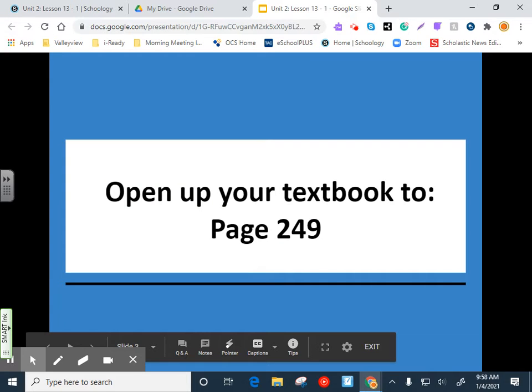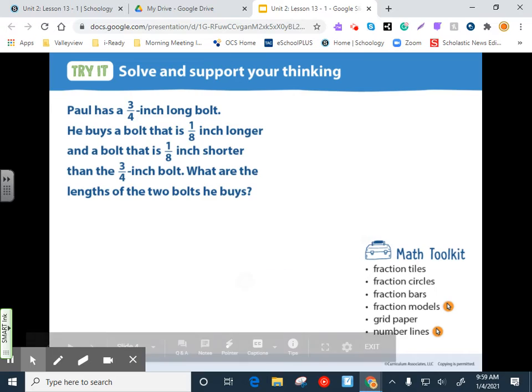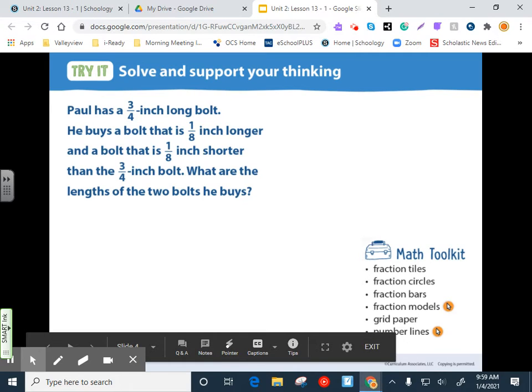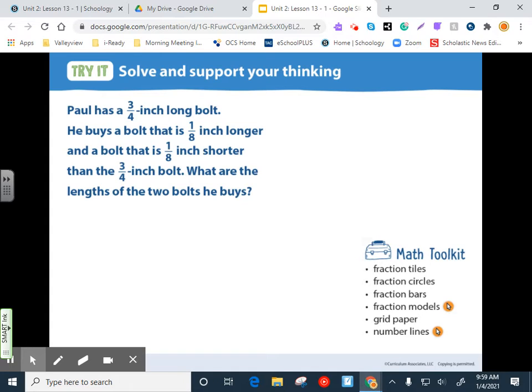All right, so open up your books to page 249. To start this one off, you've got a scenario where someone is at a hardware store and he's got to use fractions to figure out what parts he needs. A lot of you will be building things in your careers or just as a hobby or doing some repairs, and will need to use fractions to find the right size parts for your stuff.